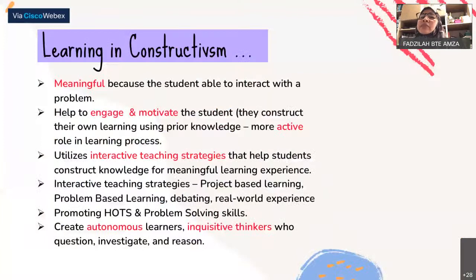Because learning in constructivism should be meaningful. We help to engage and motivate the student in active learning process by, like Prof. Farhan said, like what Dr. Azida said, and also Prof. Isaac, project-based learning, problem-based learning. We plan interactive teaching strategies which involve the student in the learning process. Interactive teaching strategies, okay. As what Teacher Tony said also, by mentally and socially interacting, we could promote the HOTS and also problem solving skill.